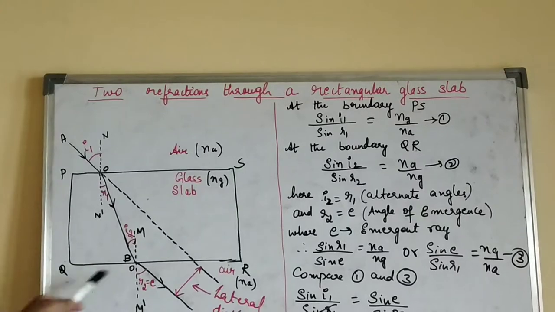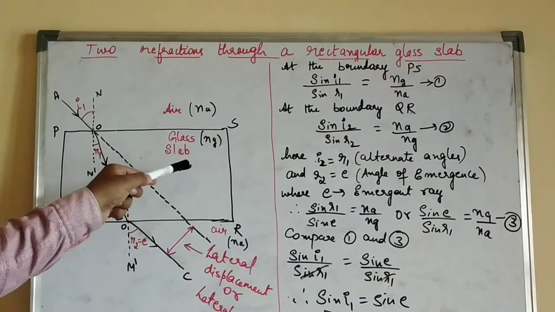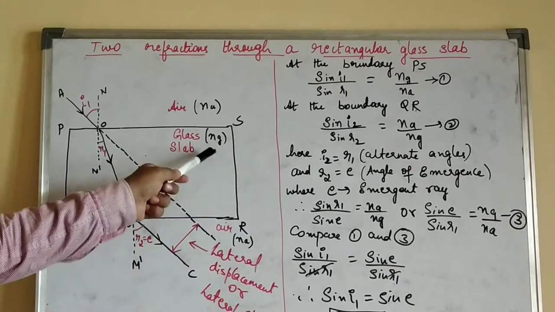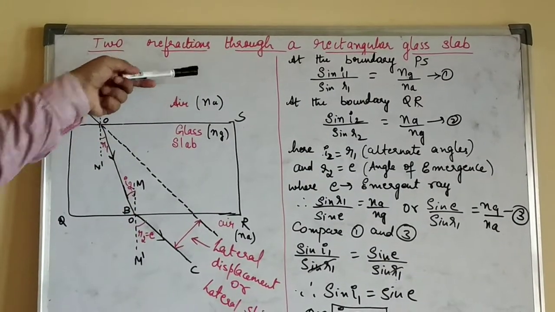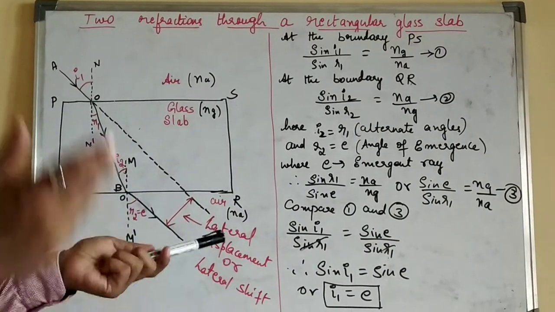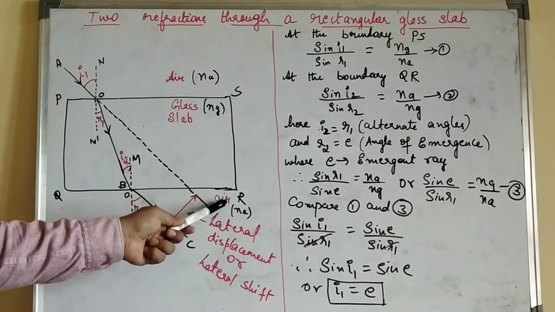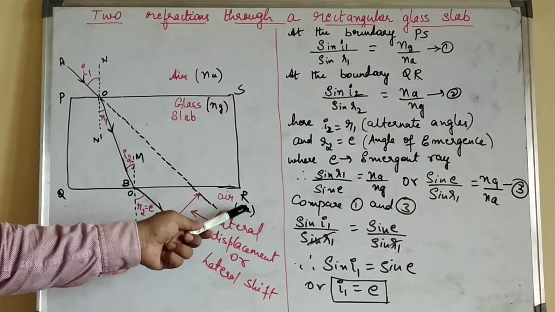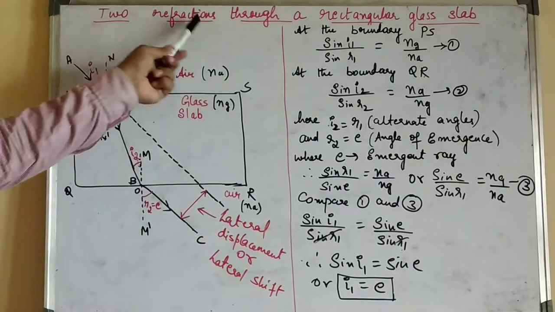Now, PQRS is the rectangular glass slab. When I say glass, it has its own refractive index, n_g. Now outside the glass, on both top and bottom, you have which medium? Air. Air has n_a, and here is also air, n_a. n_a is the refractive index of air. Now here two refractions will take place.